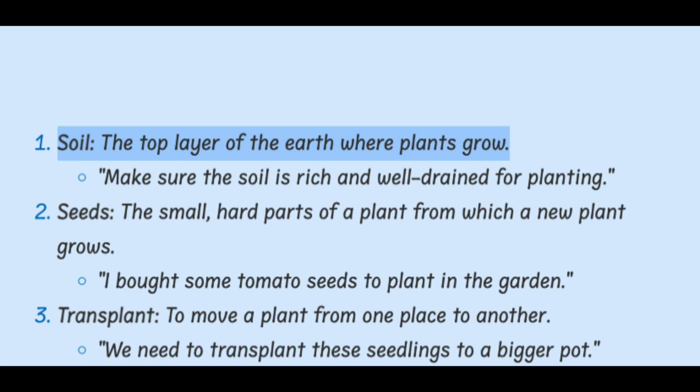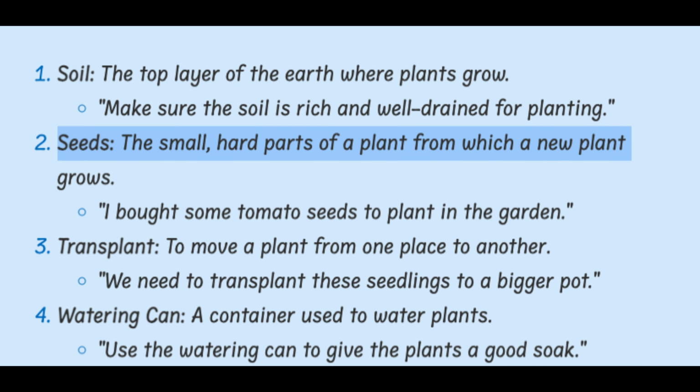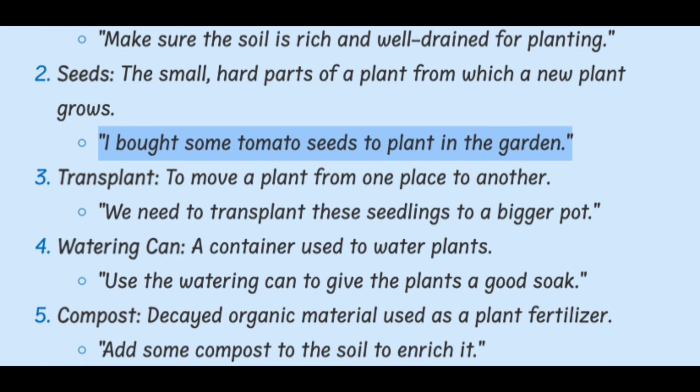1. Soil, the top layer of the earth where plants grow. Make sure the soil is rich and well drained for planting. 2. Seeds, the small hard parts of a plant from which a new plant grows. I bought some tomato seeds to plant in the garden.